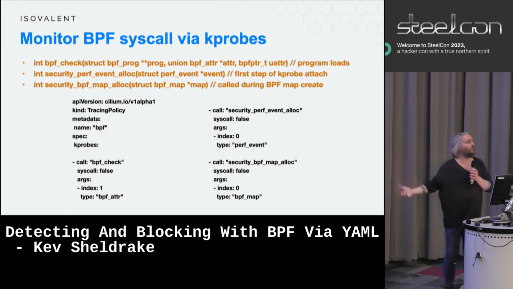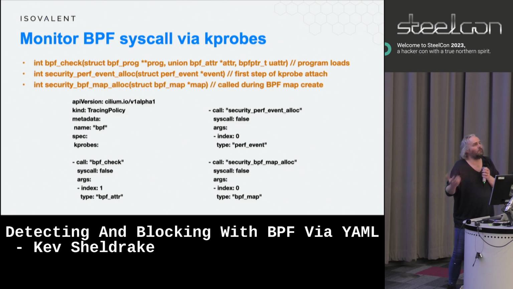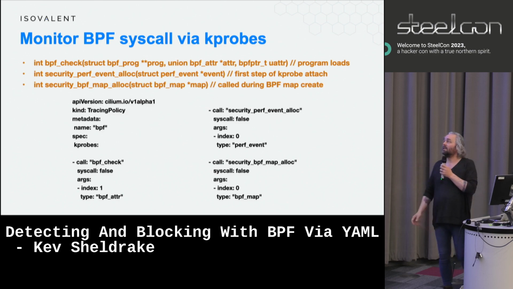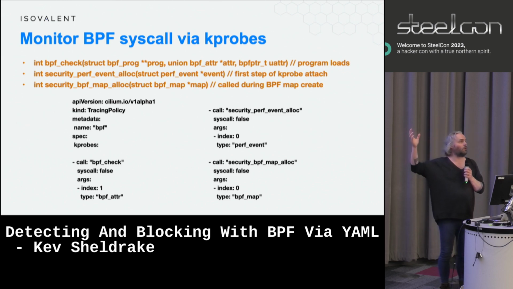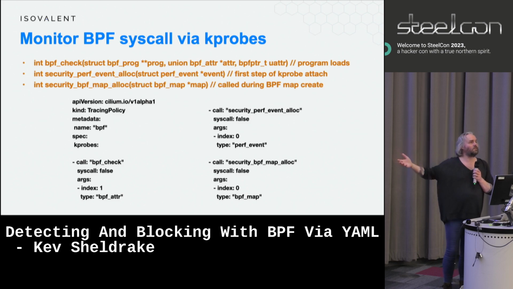Well, Tetragon knows what that is. So it'll unpack that struct and give you the details from within the struct. So you're not just getting a memory location, you're getting the actual information. The same with a perf event or a BPF map. So it's kind of trivial amounts of YAML to do some quite interesting logging.